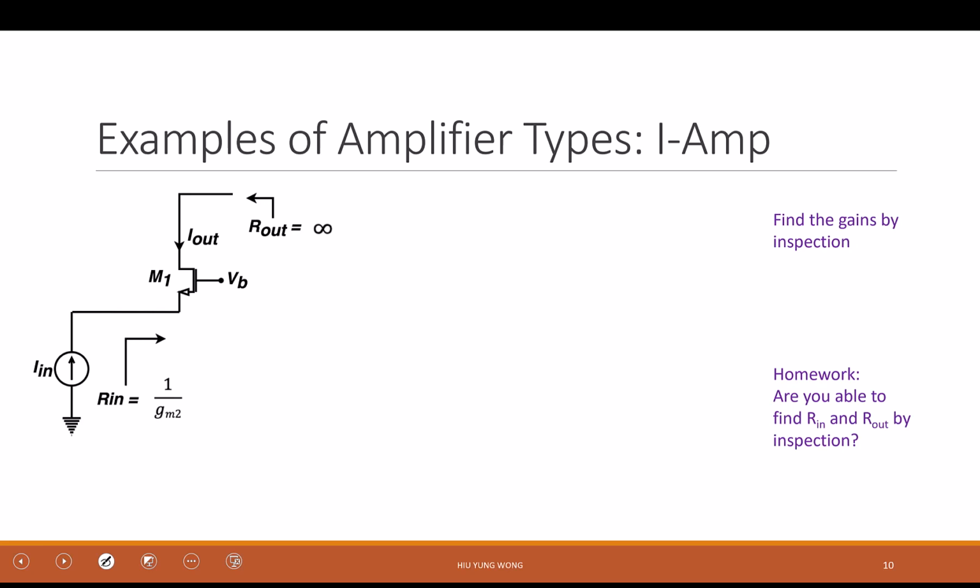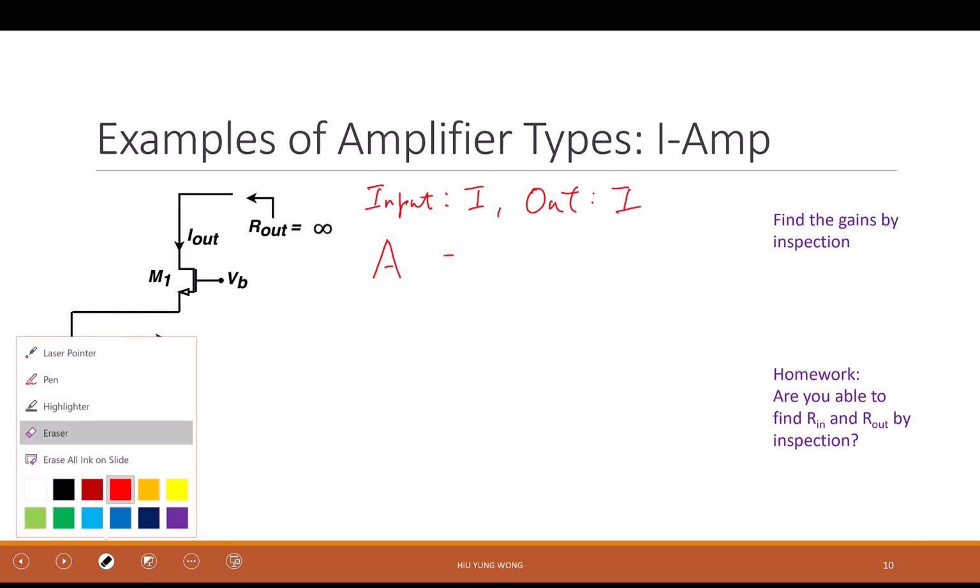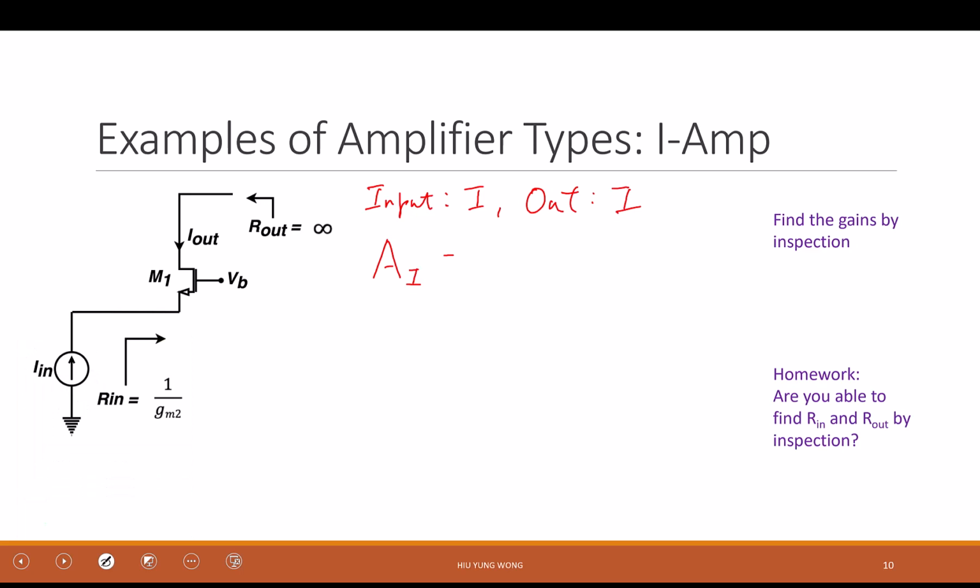This is a current amplifier. So the input is what? Current. Yeah, the output is also current, right? So the gain is going to be equal to I out divided by I in. Okay.